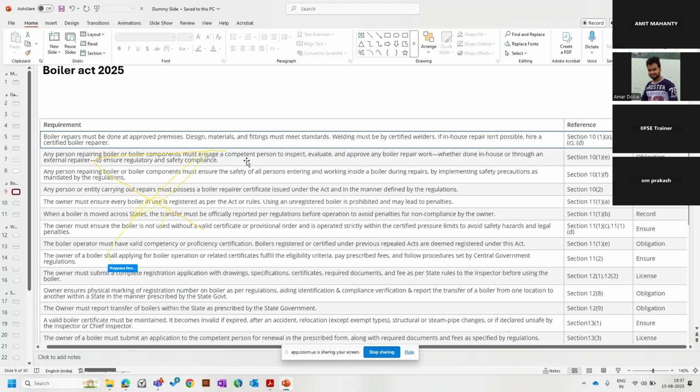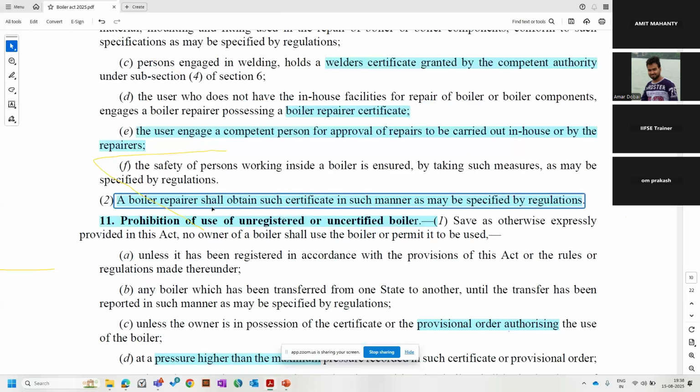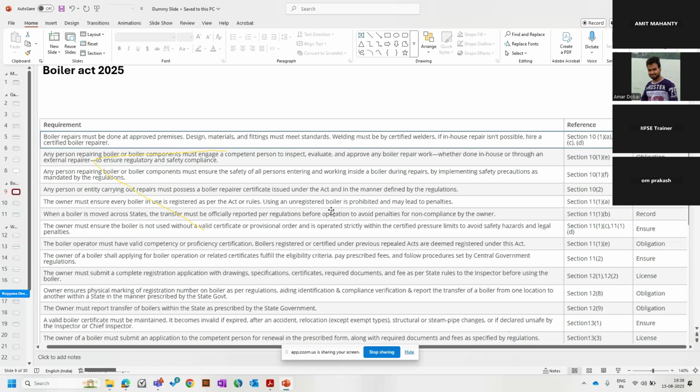Then any person repairing the boiler or boiler components must engage the competent person. This we have seen already. And any person repairing the boiler component must ensure the safety. This point is also covered. Then any person or entity carrying out repairs must possess a boiler repairer certificate issued under the Act and in the manner defined by the regulations. So they have to get the repairer certificate. A boiler repairer shall obtain such certificate in such a manner as may be specified by the regulations.